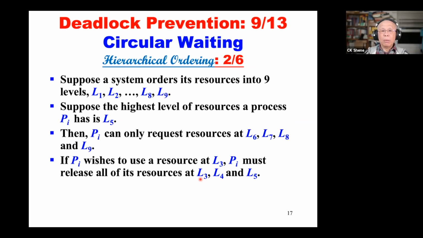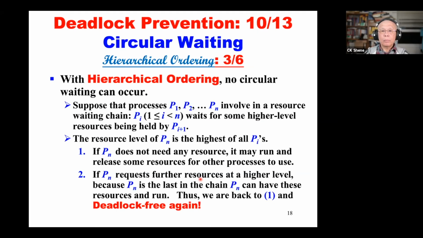So this is the meaning of hierarchical ordering. System resources are ordered in a hierarchical way. A process can only request resources of a higher level. And when a process wants to use a resource with a lower level, then that process must release all resources higher than or equal to that level. So with hierarchical ordering, no circular waiting can occur.